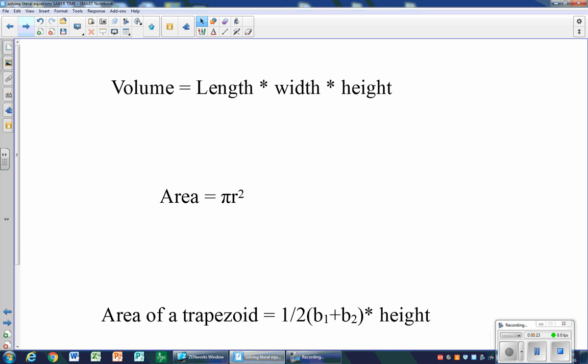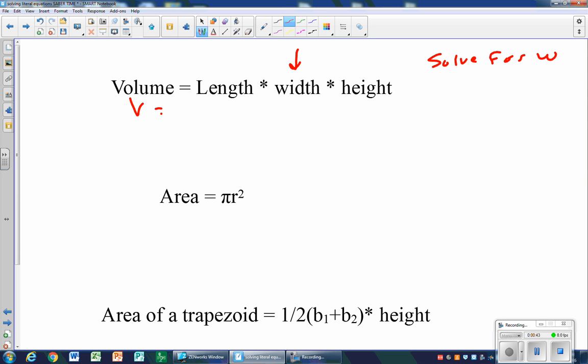Volume equals length times width times height. We are going to solve for W. That means we want W by itself. Well, a lot of people might want to divide by the length and then divide by the height, and that just causes a big mess.